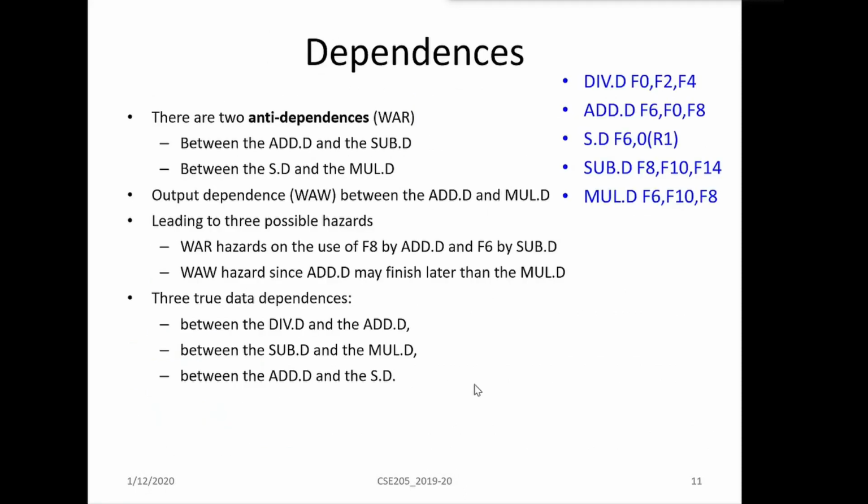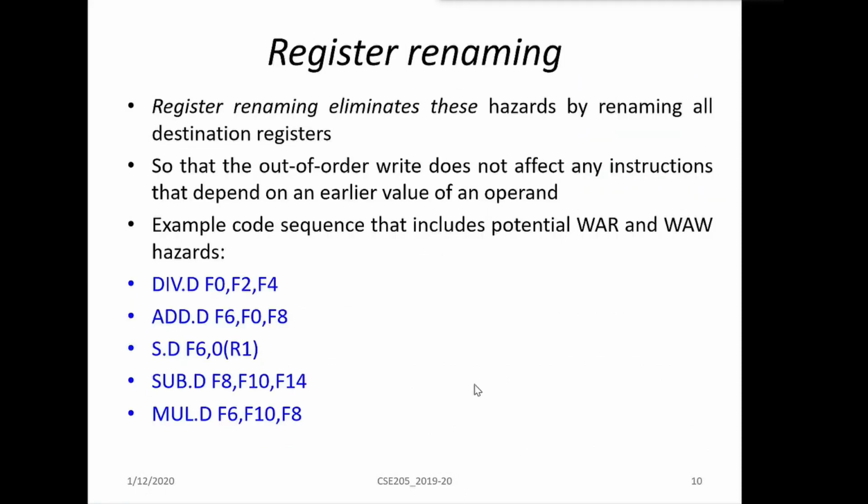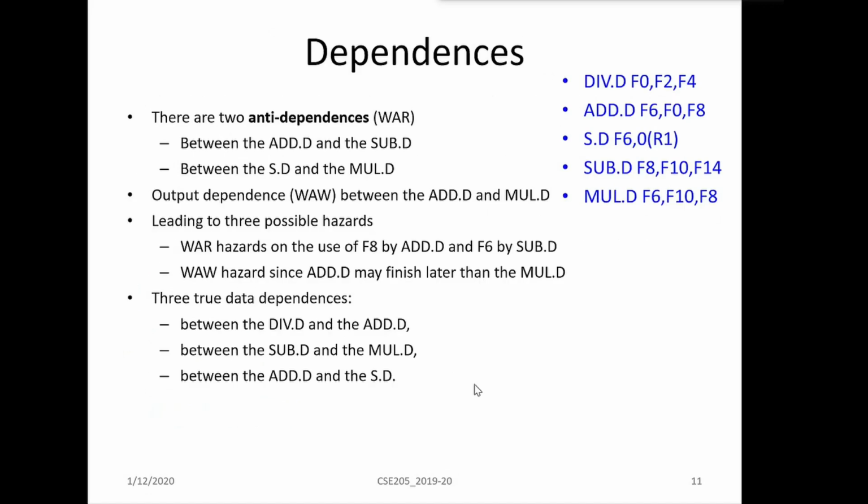I think this is the same example, with one more instruction added here. For these instructions, how many anti-dependences, how many output dependences and how many true data dependences are there? Kindly go through it now, for 2 minutes. Else we'll take this.